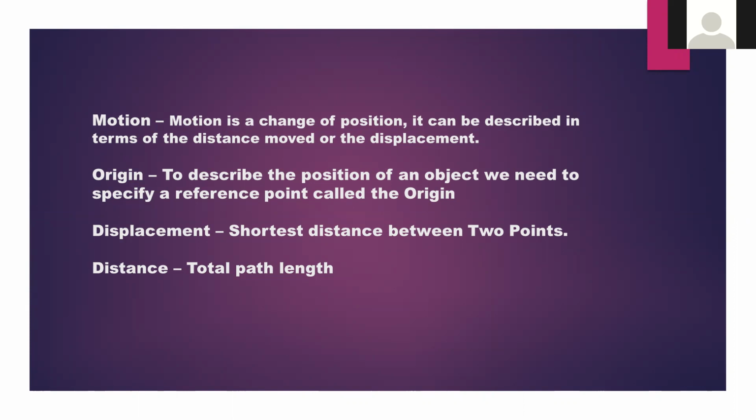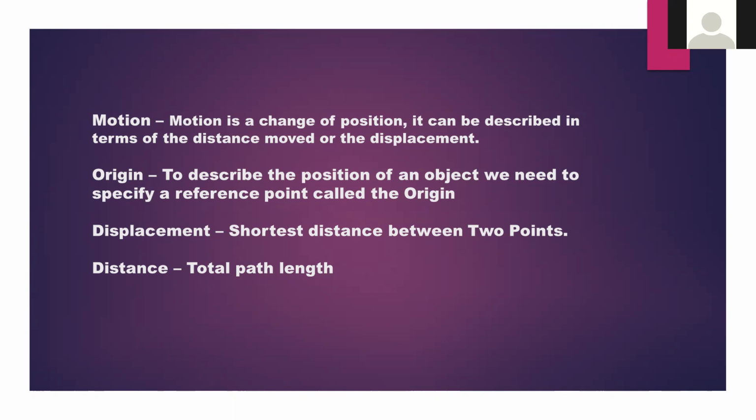Okay, now what is origin? To describe the position of an object, we need to specify a reference point, that is called the origin. If we want to calculate the distance between two objects, we will take one point as a reference and then we will calculate the other thing. If anybody tells us to calculate the distance of your home, we will ask them from where, right? We need some reference point from where we have to calculate the distance. So we need an origin to describe the position of an object.